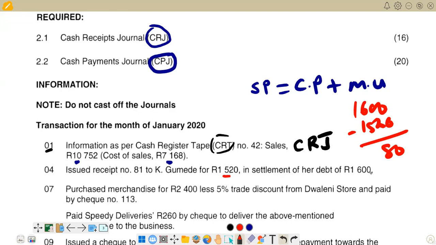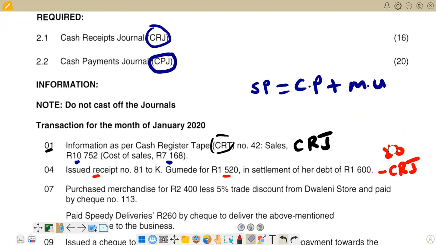So this is also affecting the cash receipts journal because we are receiving and issuing receipts. So this is also our cash receipts journal. So we can just maybe remove this. So this represents our cash receipts journal. So we are going there and we go in the cash receipts journal. And remember, our date here is 04. This is our day 04.